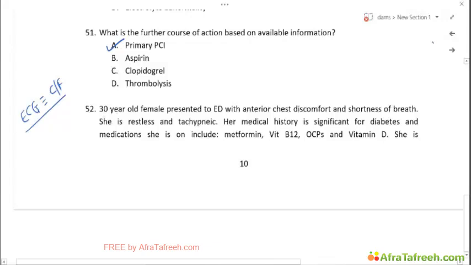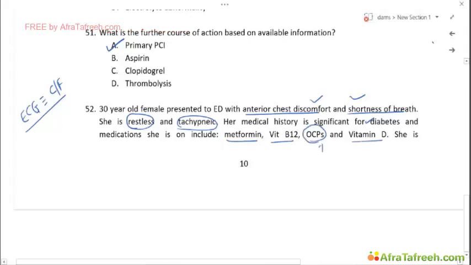A 30-year-old female presents to the emergency department with anterior chest discomfort and shortness of breath, two common complaints. She is restless and tachypneic. These are bad things. Restlessness is bad, tachypnea is bad. In her medical history, she has diabetes and she takes medications which include some oral anti-diabetics, some vitamins, OCPs. OCPs are important, and vitamin D. These predispose to a procoagulant state.